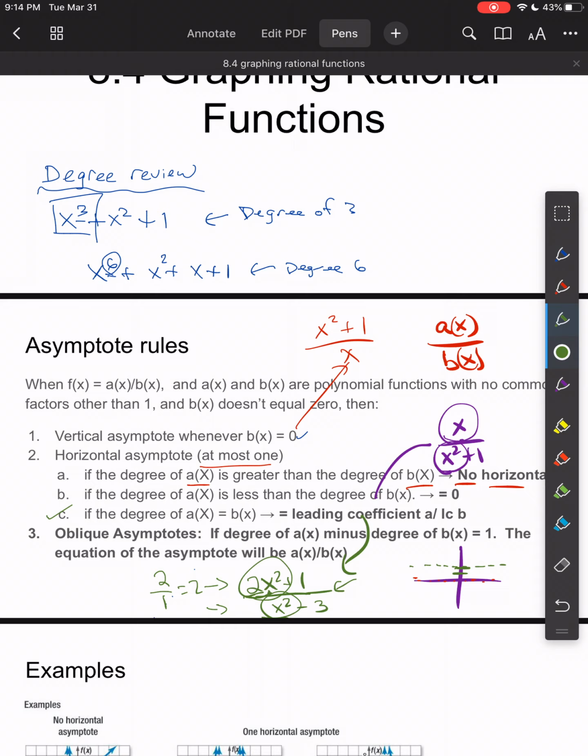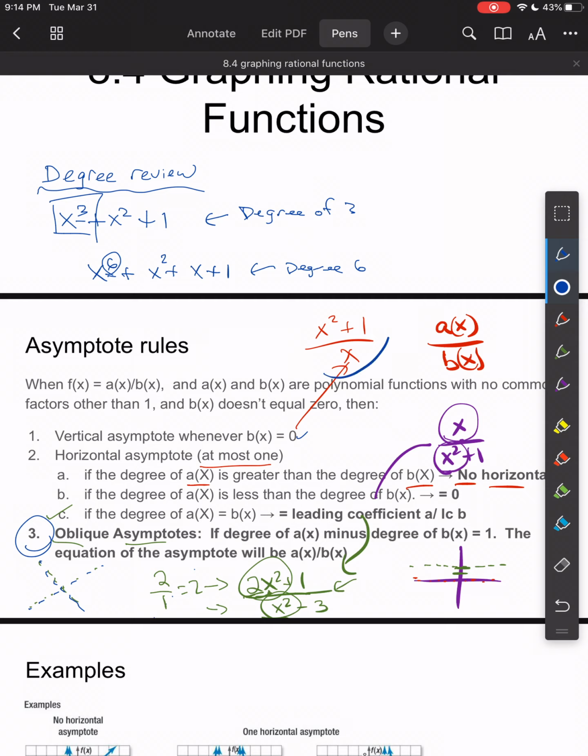The third thing that we're really going to focus on more next time, but I'm going to give you the rule right now, is the oblique asymptote. This is an asymptote that is a line that has a slope. Let's change colors again. For number 3, we'll do it in blue, just so no one gets confused. It says if the degree of A minus the degree of B is exactly 1, then the equation of the asymptote will be whatever that thing is. What that looks like is this.